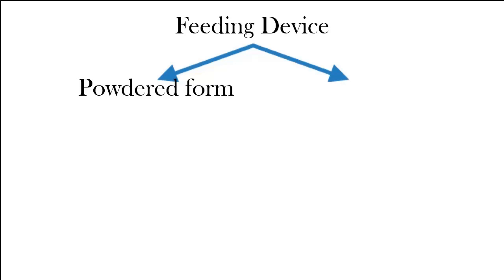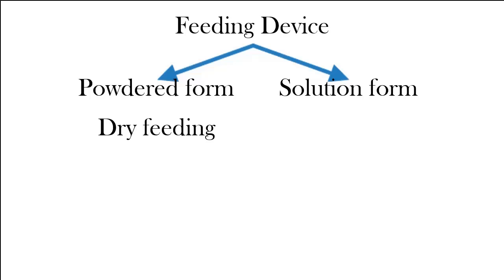Feeding device. Here, as I said, we are going to feed chemicals, that is your coagulants, and the chemicals may be available in 2 types. The first one is powder form, or they may be available in solution form. If you are feeding powdered form, we call that dry feeding, and if you are feeding the solution form of coagulants, then we call it wet feeding. Means we have got 2 types of feeding devices.